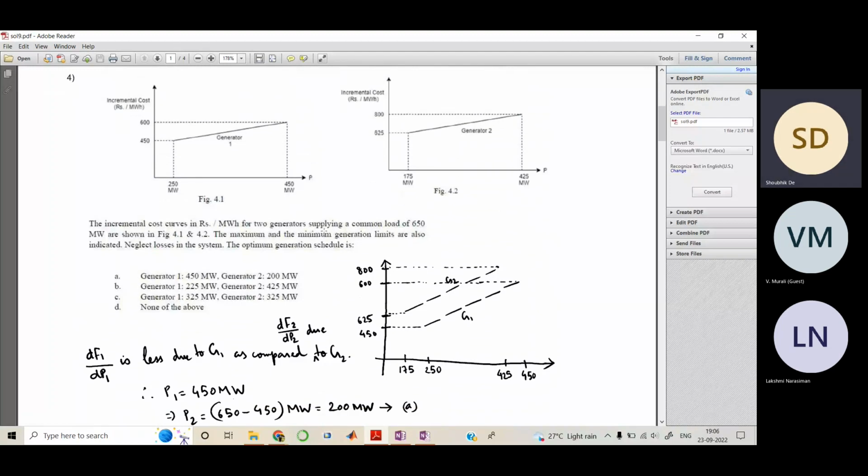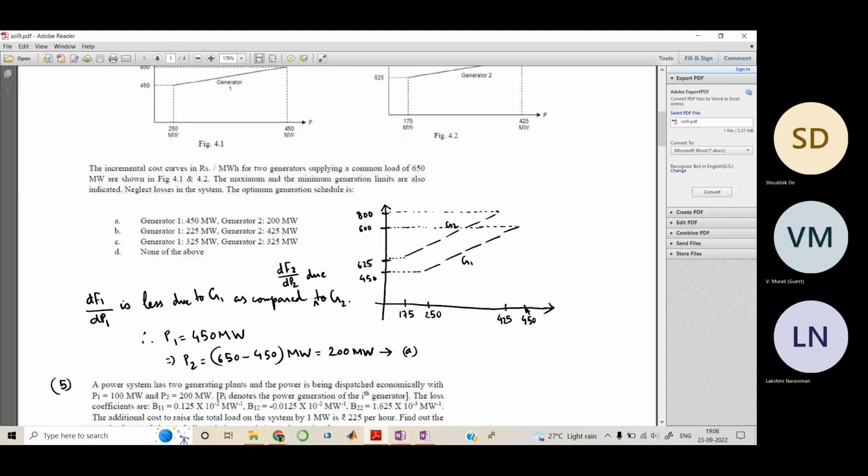I hope this was clear, because there was no differential equation given, and you also can't equate df1/dp1 equals df2/dp2, because clearly you can see these two lines are not equal.